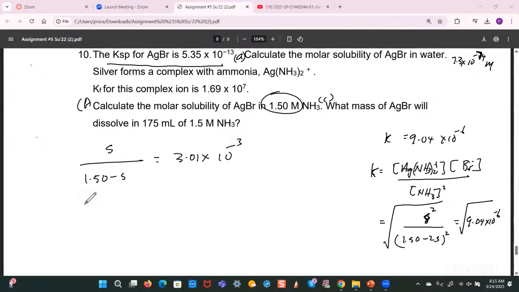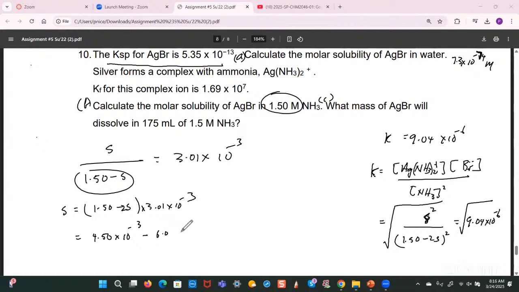And then I will go through some steps. I'll multiply both sides by the denominator here. I'm going to end up with S is equal to 1.50 minus 2S multiplied by 3.01 times 10 to the minus 3. And then when I multiply this by everything within the parentheses, I'm going to end up with 4.50 times 10 to the minus 3 minus 6.02 times 10 to the minus 3 S.